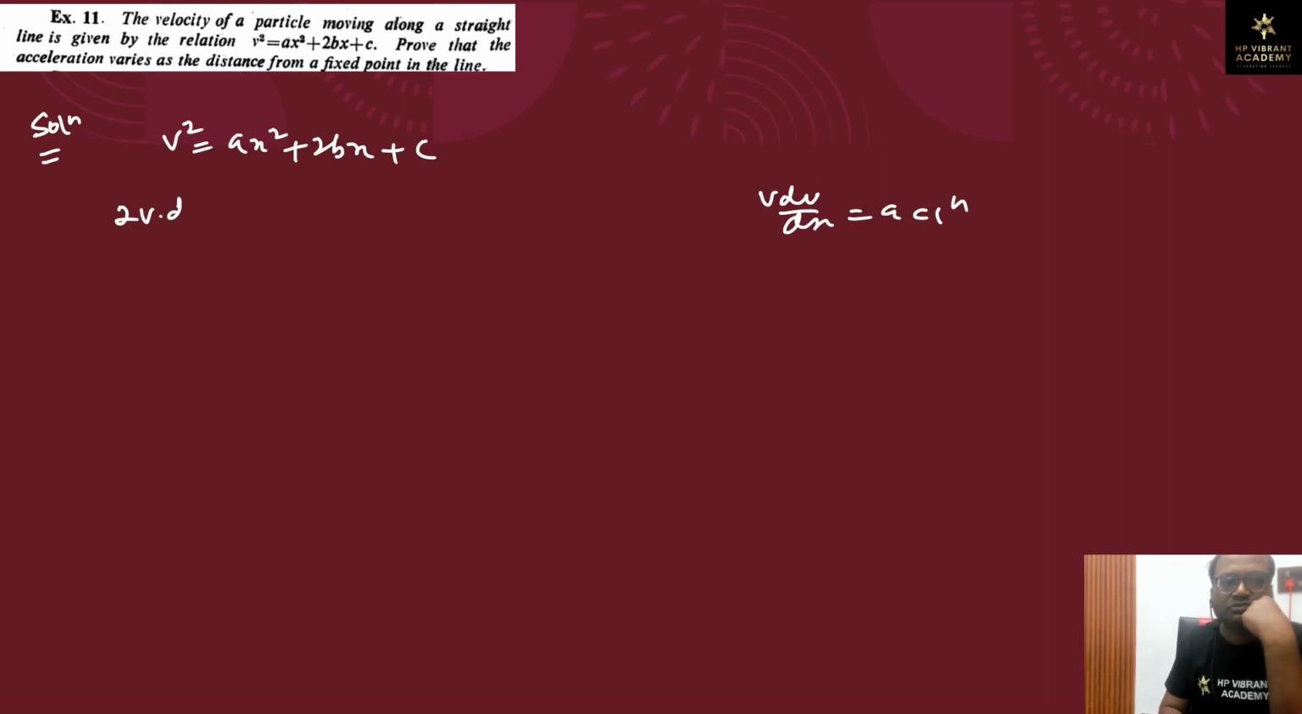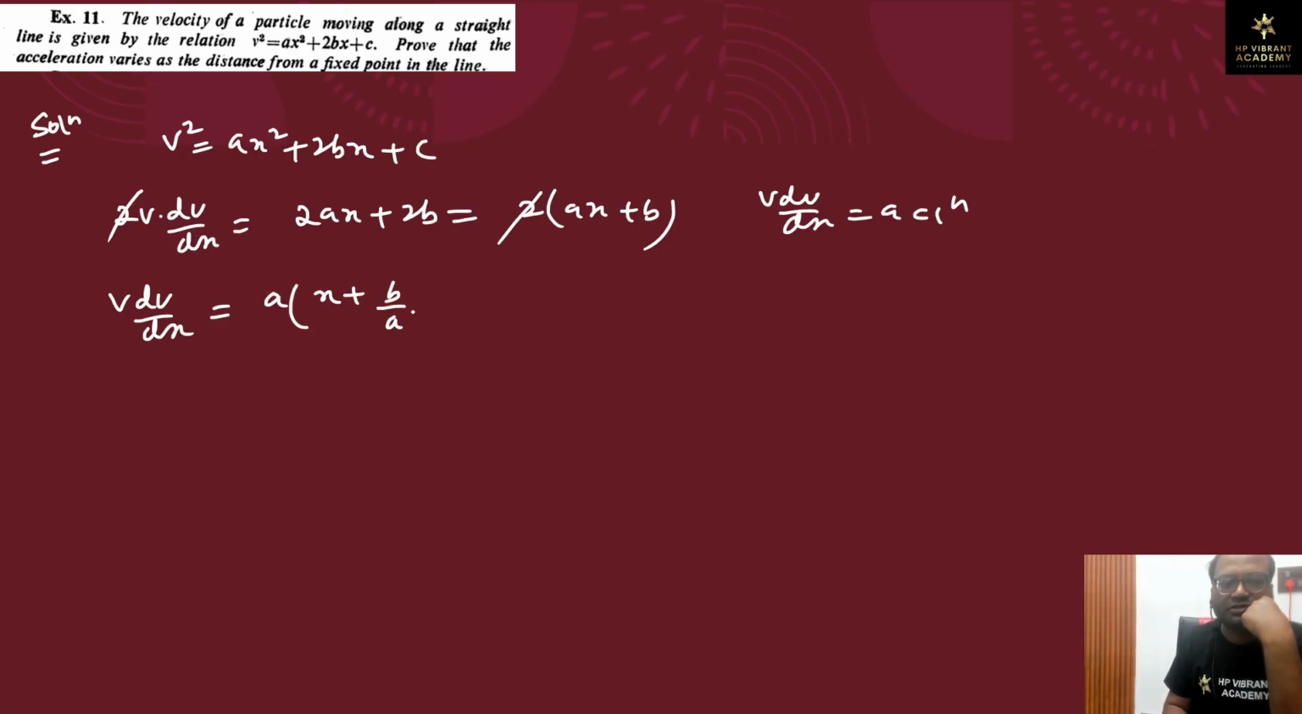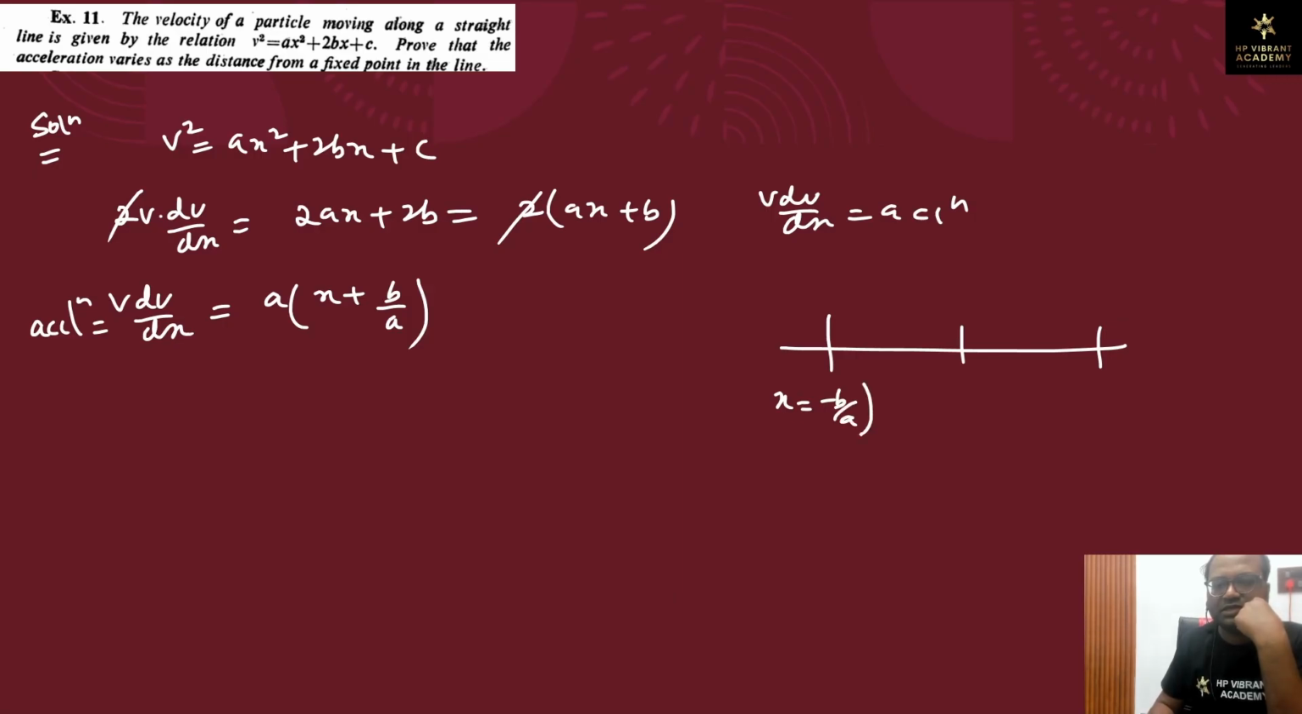So 2v into dv upon dx is equal to 2ax plus 2b, which is equal to 2 times of ax plus b. So 2 gets cancelled. We have v dv upon dx is equal to a times of x plus b upon a. So this is the acceleration. Let us take x is equal to minus b by a as the fixed point.